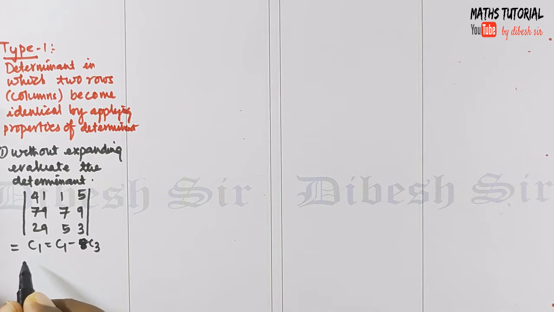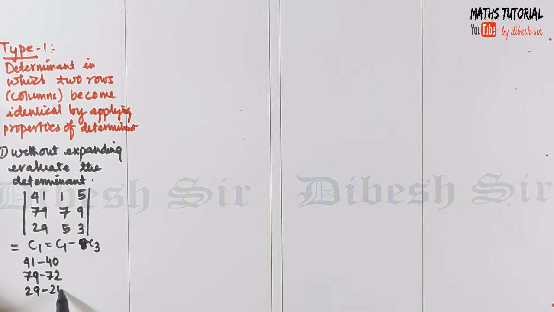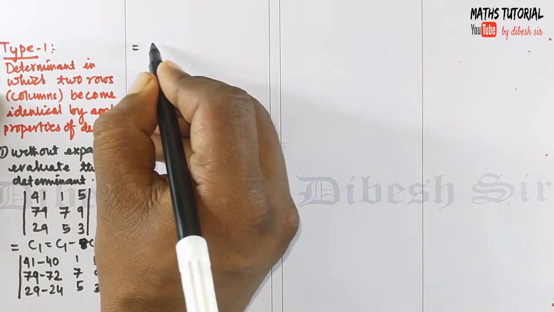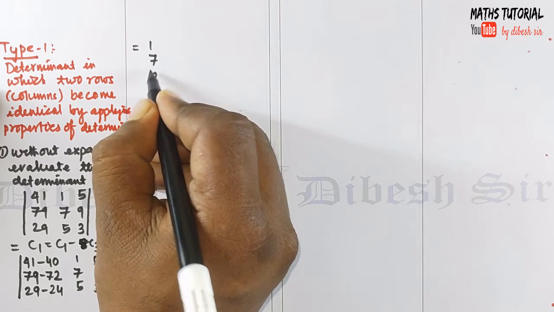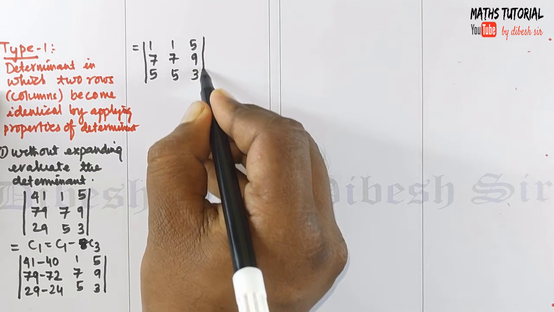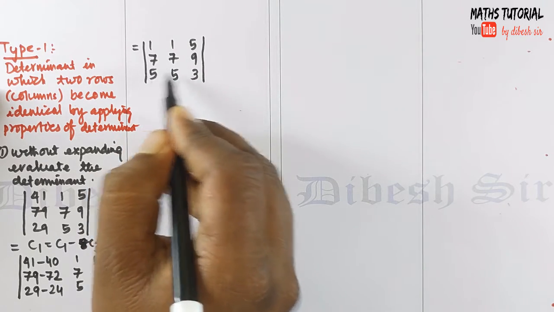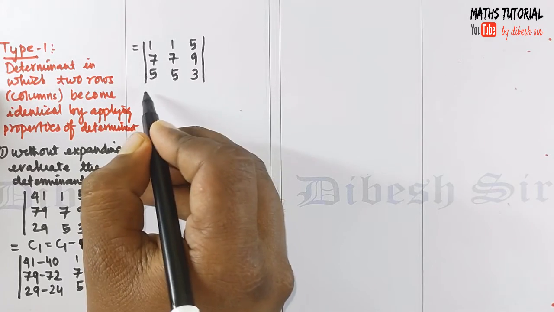So let's do it. That is 41 minus 8 fives are 40, 79 minus 8 nines are 72, 29 minus 8 threes are 24. So you will get 1, 7, 5, 1, 7, 5, 5, 9, 3. Now according to property number 4, theorem number 4, if two rows or columns are the same, then the determinant will be 0. So this will be 0.